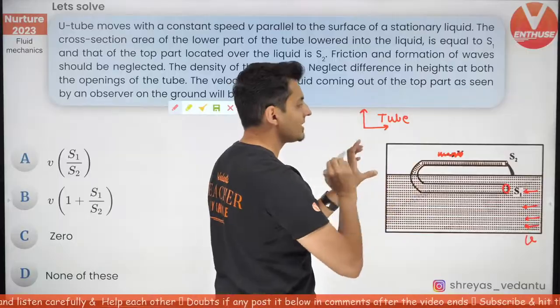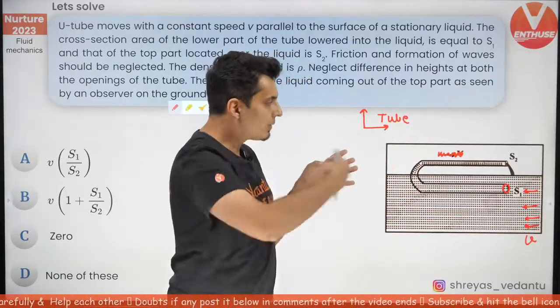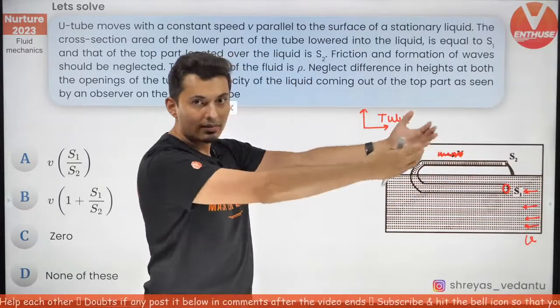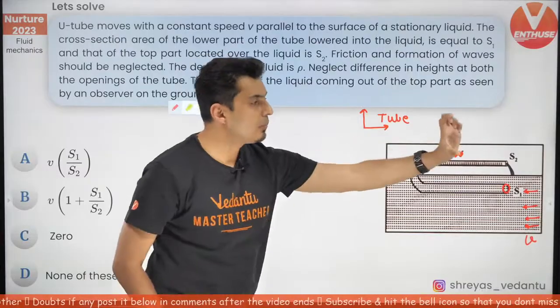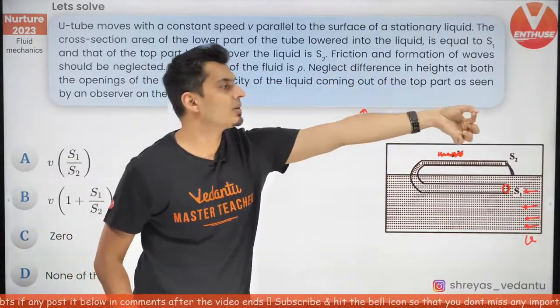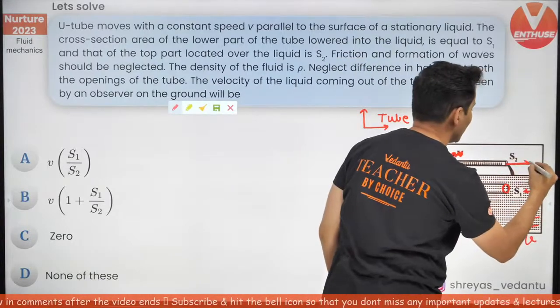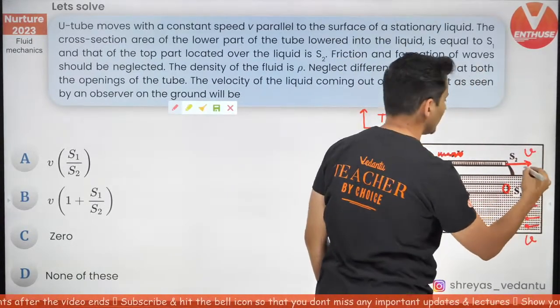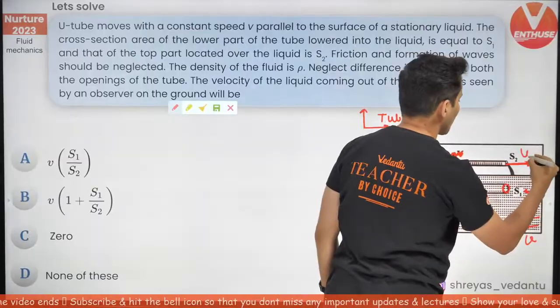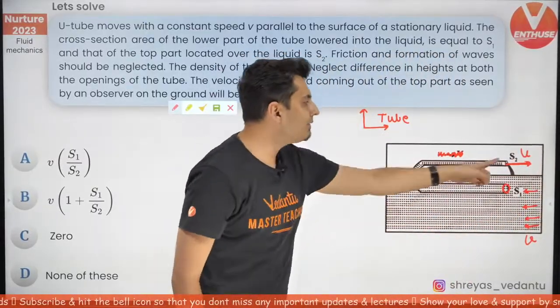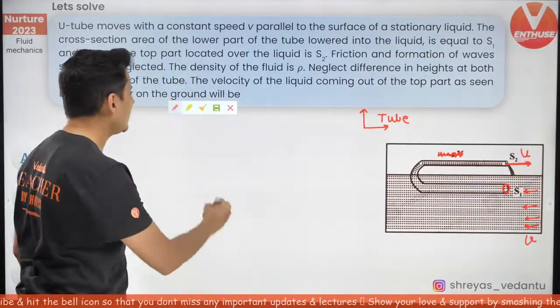It goes like this and it goes out. So liquid is coming into you with speed v. It goes in a broader cross section, turns and goes out in a smaller cross section. So maybe it ejects itself out with some speed u. Okay, so this is u. So we can find u very easily by continuity equation.